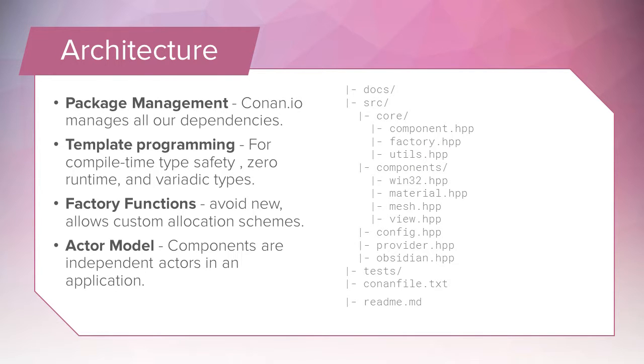The architecture includes package management with Conan.io, template metaprogramming for compile-time safety and zero runtime overhead, factory functions to avoid the new keyword and work with more functional semantics, and the actor model, whereas components are composed of independent actors within an application.